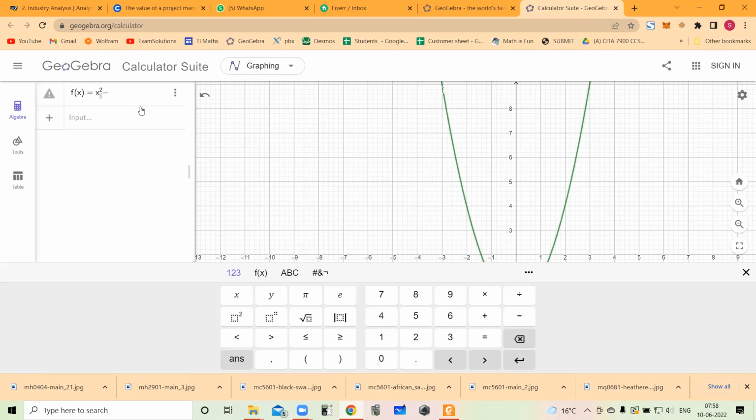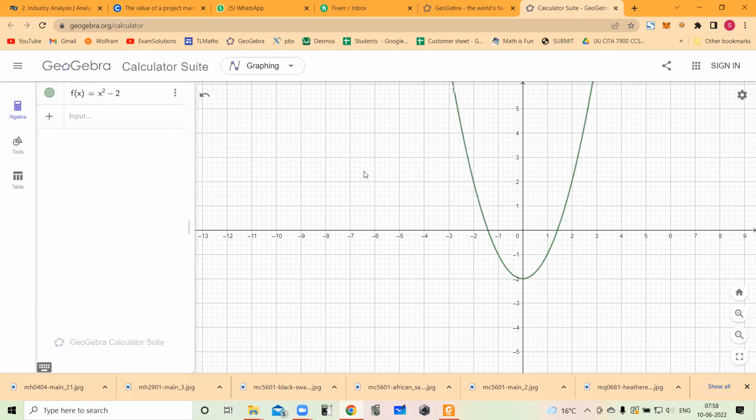Okay, subtract 2. So it has shifted 2 units down. Now it has cut the x-axis at 2 points, right? See? Negative 1.414 and positive 1.414. So it has cut the x-axis at 2 points. You know what? I can make one more equation, the factored form of that parabola. It'll be x minus 1.414 times x plus 1.414.